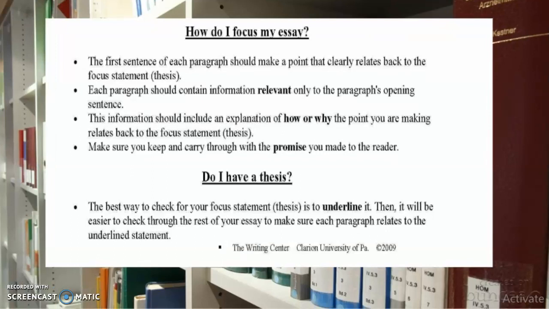This visual suggests that the best way to check for your thesis statement is to underline it. But because you have an outline already, you shouldn't have to underline it. Just go back to your outline and look at the introductory paragraph part of it and just go to the third point so you know what your thesis statement is.